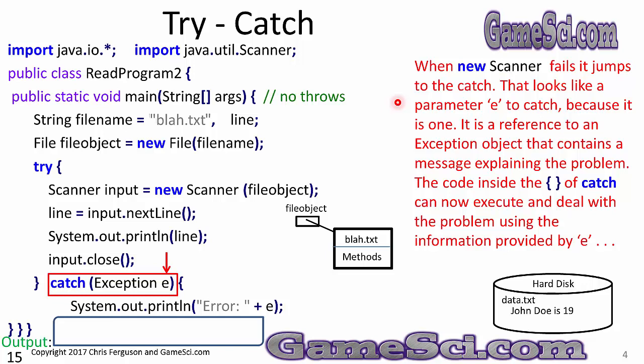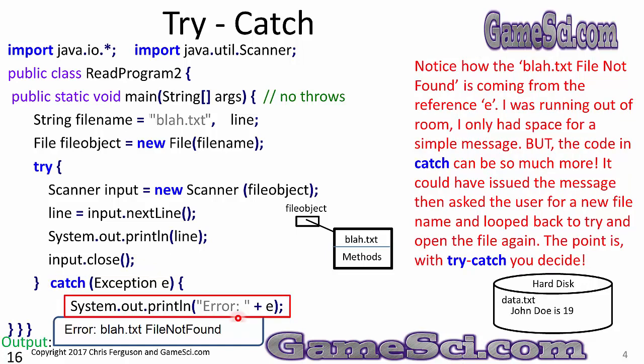That looks like a parameter e to catch because it is one. It is a reference to an exception object that contains a message explaining the problem. See this e variable with the arrow above it? That is a parameter to the catch that will tell us what happened. The code inside the curly braces of the catch can now execute and deal with the problem using the information provided by the e parameter.